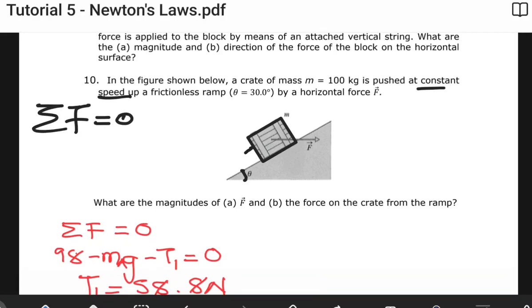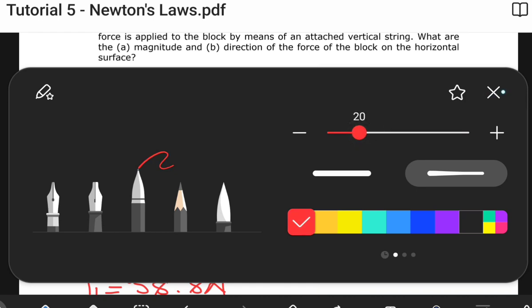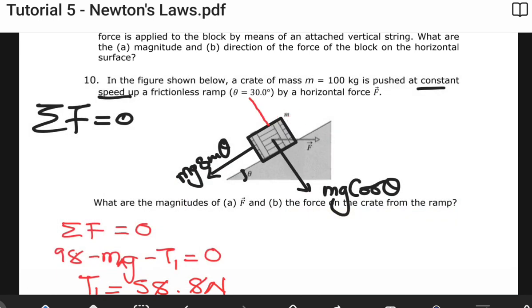So I'll start with the weight. The weight goes downwards. Its x component will be dragging it backwards, and as we saw, this is mg sine theta. The y component will be going something like this, and this will be given by mg cos theta. Of course, the theta is 30 degrees. Then next up, we see that we have that applied force F. Of course, we know there's going to be a normal force as well, so let me put the normal force too. The normal force will always be acting from the surface, perpendicular to it, so I'll label this as Fn.